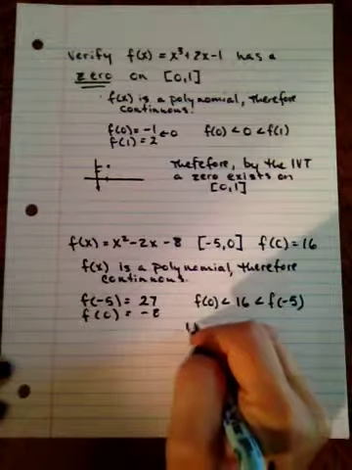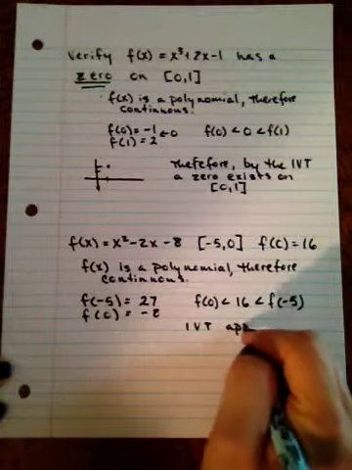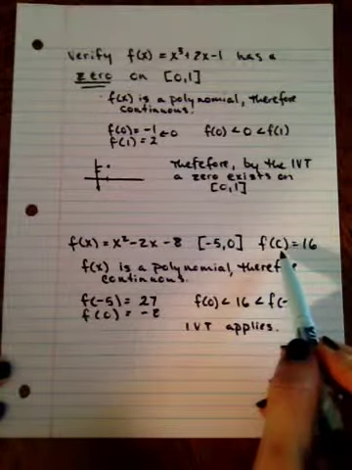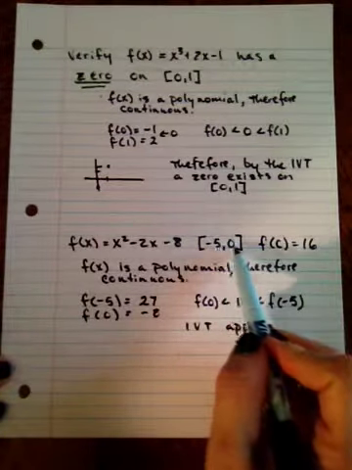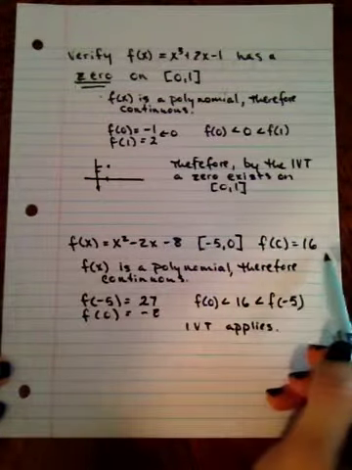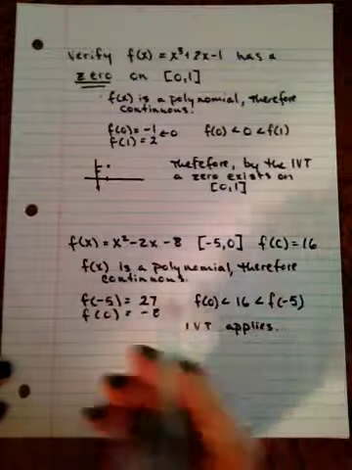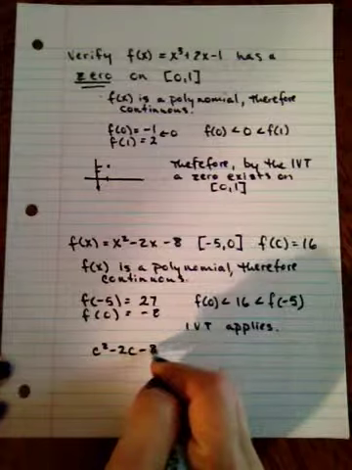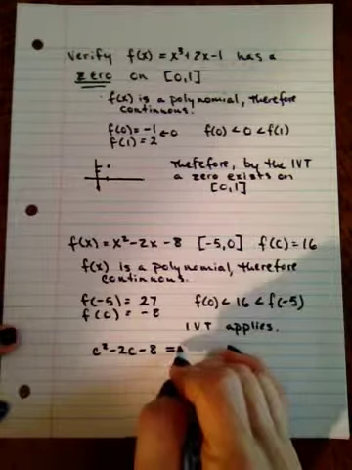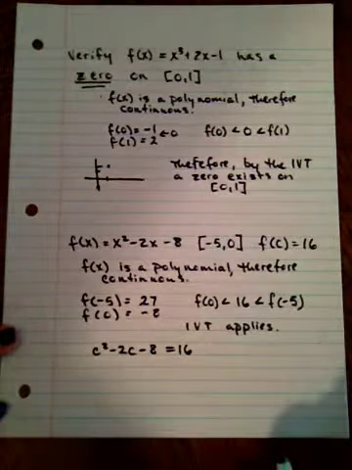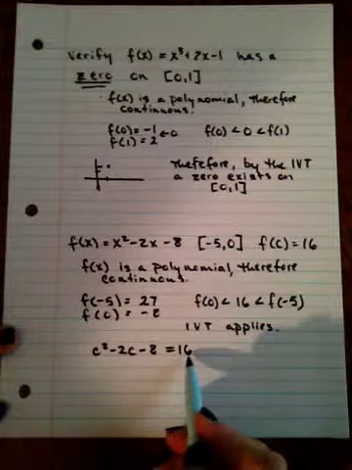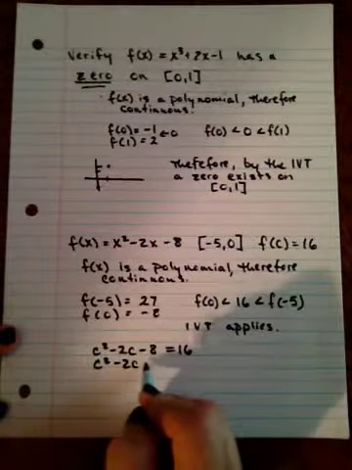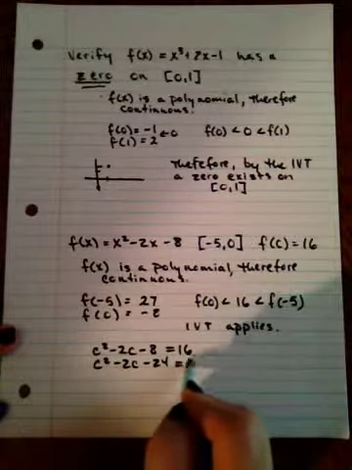Therefore, the intermediate value theorem applies. That means that I can find some value of x, and we're going to call it c, in the interval from negative 5 to 0, where f of c equals 16. So f of c is c squared minus 2c minus 8, and I'm going to set that equal to 16 to find my value of c. This is quadratic, so I'm going to set it equal to 0 to solve, so I'm going to subtract 16, and I have c squared minus 2c minus 24 equals 0.